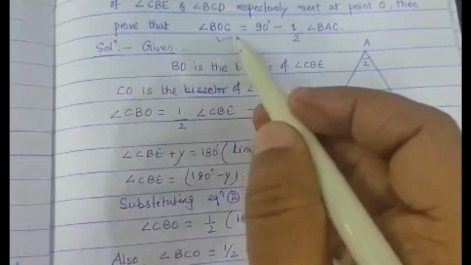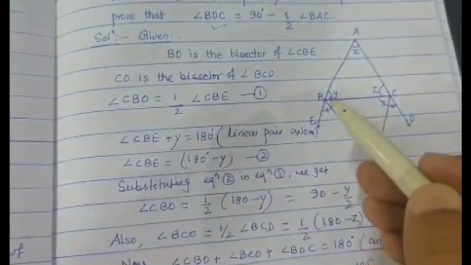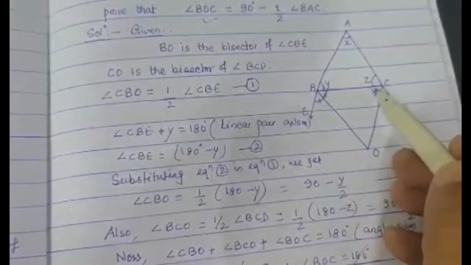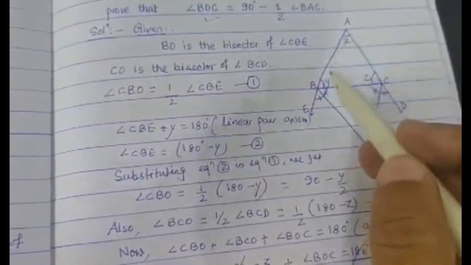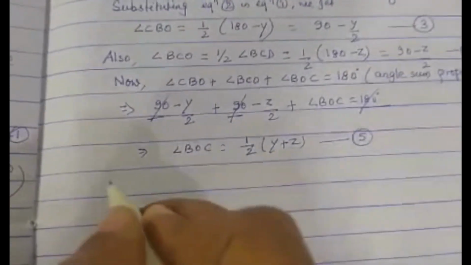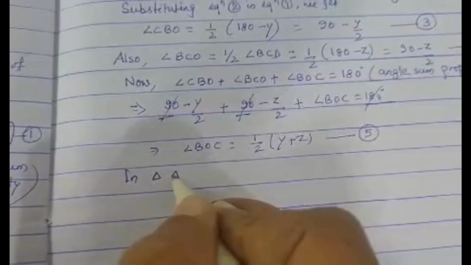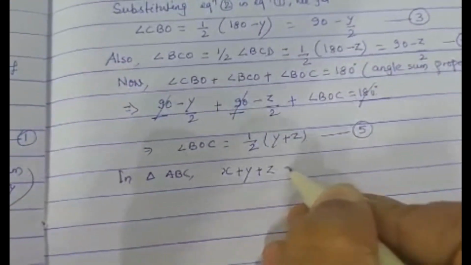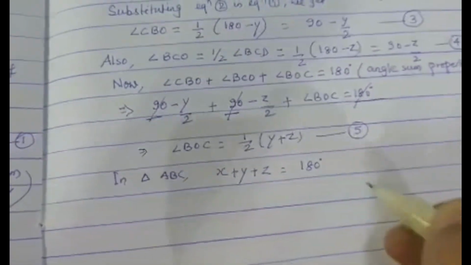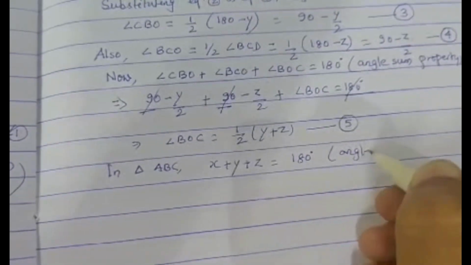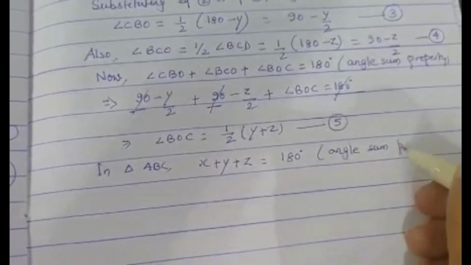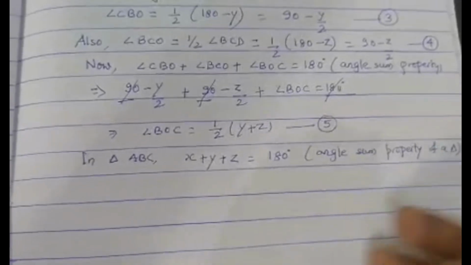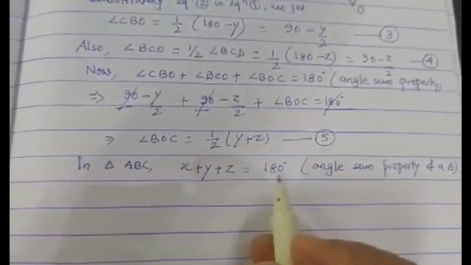We have to prove this angle BOC equal to 90 minus this. Now we will consider this triangle ABC. In triangle ABC, this x plus y plus z equal to 180 degrees. We all know the same thing, angle sum property of a triangle. X plus y plus z equal to 180 degrees.